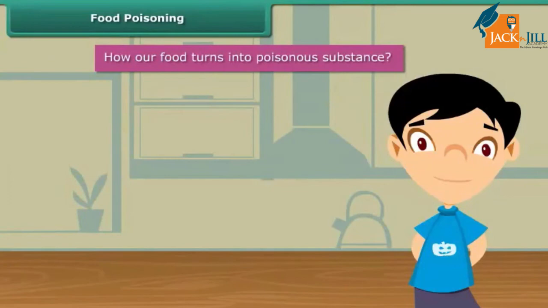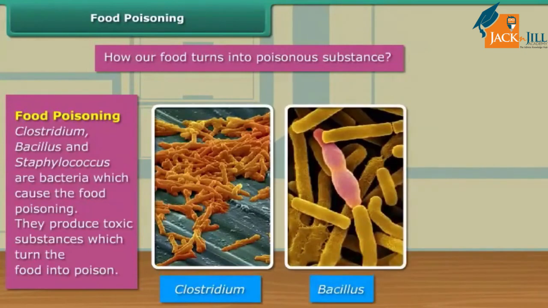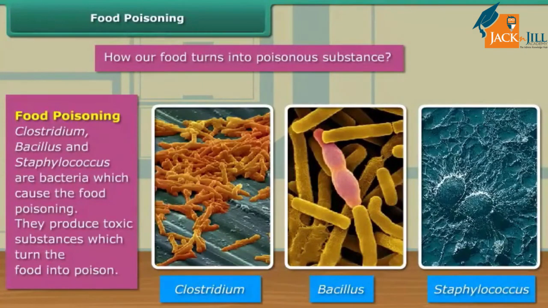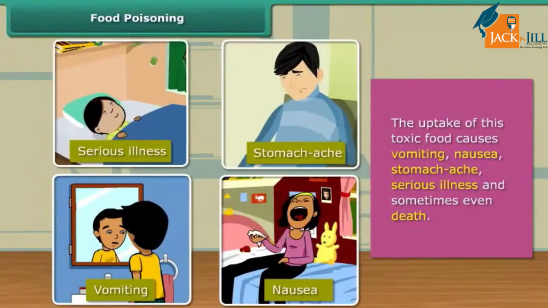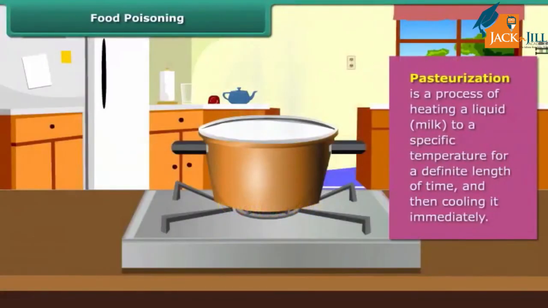Friends, in the summer season, if food is lying open for a longer duration, the food turns stale and finally poisonous. The cause of this is again the same: bacteria. There are some bacteria like Clostridium, Bacillus, and Staphylococcus which cause food poisoning. This food causes harm to us. We can preserve our food by some methods as listed below. We use the pasteurization process to preserve milk.